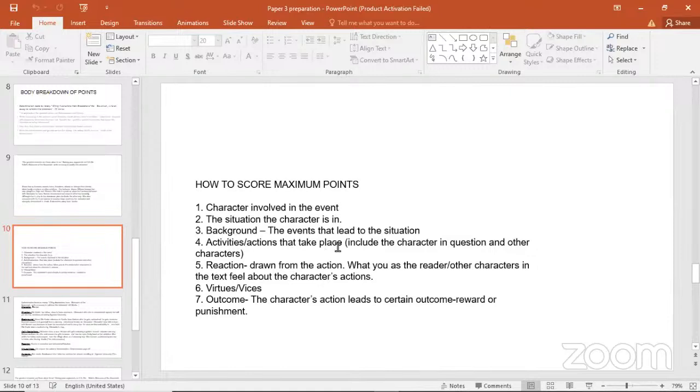What activities or actions take place? So you've given us the events that lead to the situation. Maybe his wife leaving him, the death of his daughter, the fact that this person was a junior and now he's earning more than him. All those are events you could discuss. What actions take place in this situation?